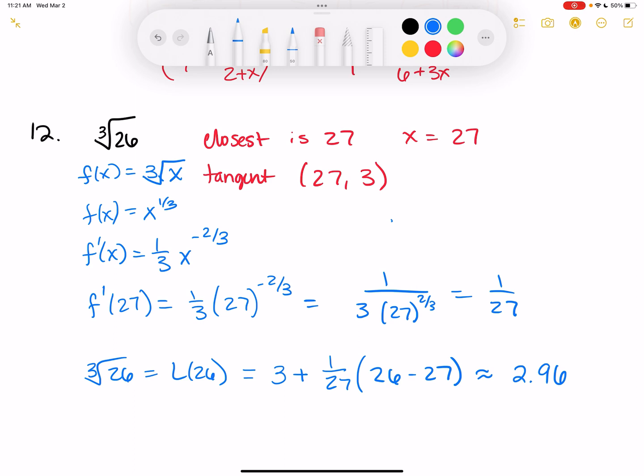Okay, so that's just showing you that by doing it this way, we can approximate what they are. Yeah, just literally, just on your calculator, do this. I took the cube root of 2.96. I did not get the same thing.